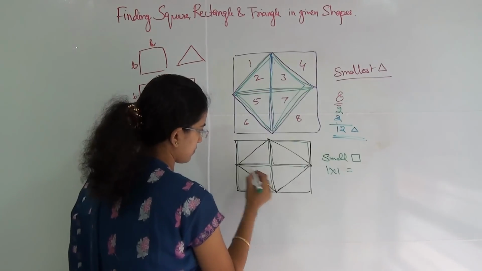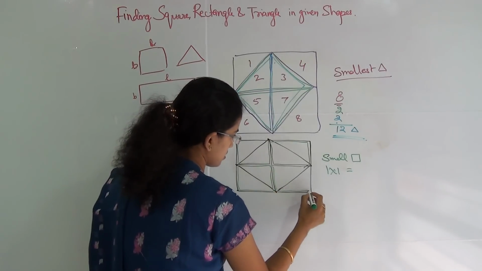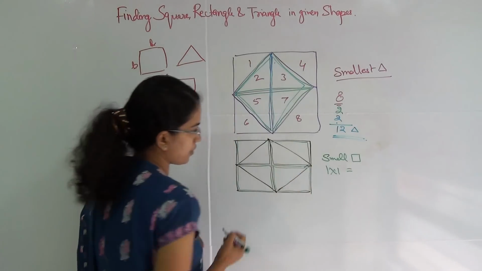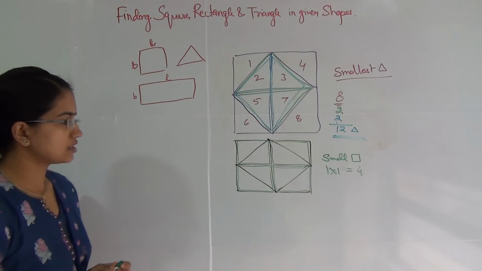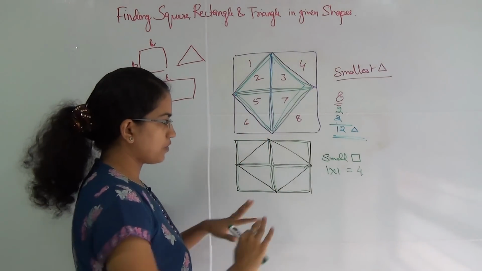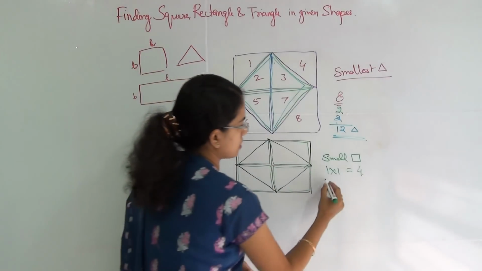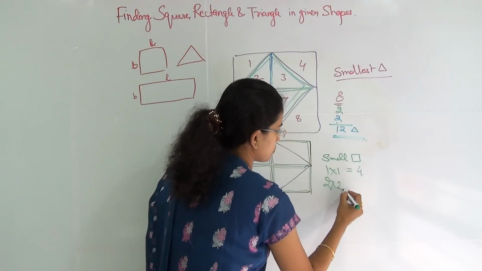This is 3. And this is 4. Okay. So of the size 1 by 1 there are 4 squares. Now we move on to the next step. So I find the squares of the size 2 by 2.